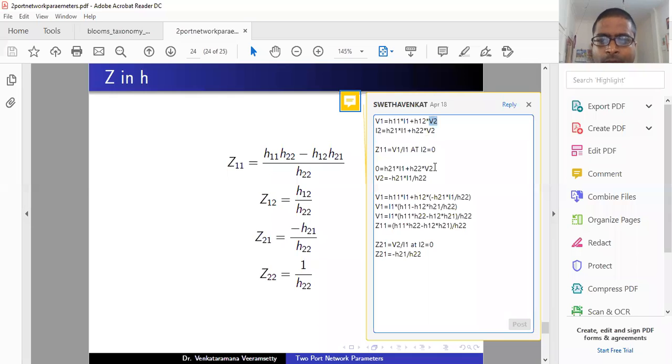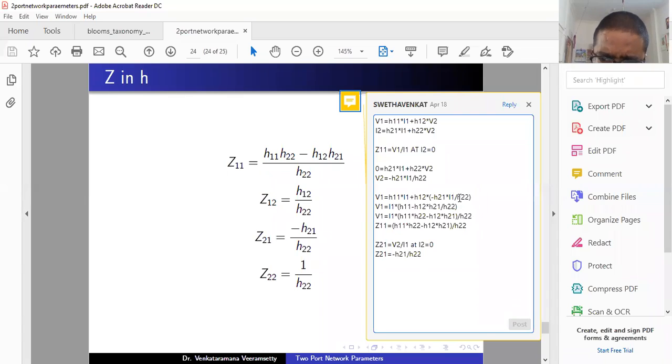So how do we get that one? By using this equation. From this equation, V2 equal to minus H21 into I1 divided by H22. Now replace this V2 expression in the first equation. Then we have V1 equal to H11 into I1 plus H12 into V2, and V2 equal to minus H21 into I1 divided by H22.